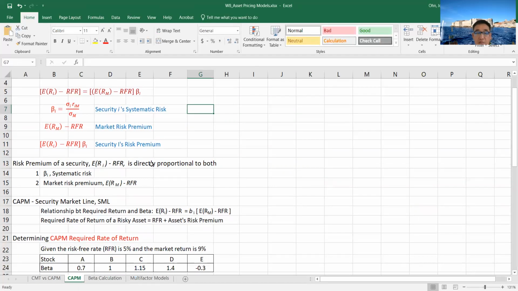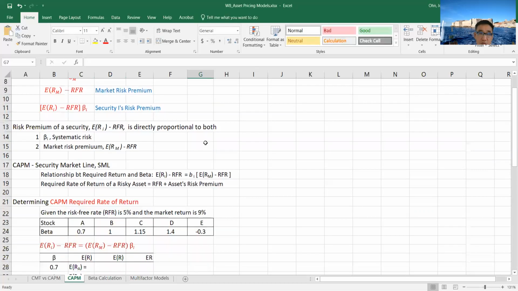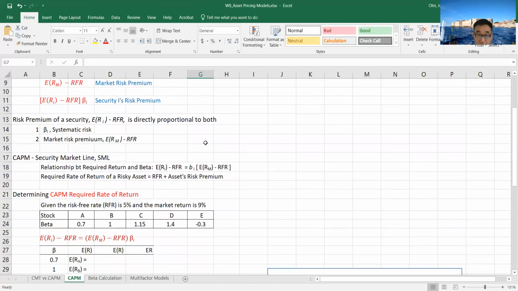is directly proportional to both systematic risk here, systematic risk. This portion is proportional to systematic risk and market risk premium. Okay.